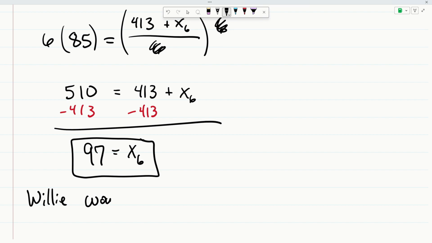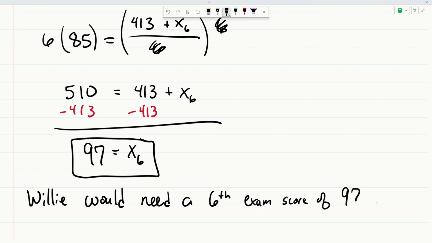And I always like to write a little sentence. Willie would need a 6th exam score of 97 to obtain the 85% score he wants. All right, and that's how we solve that one.